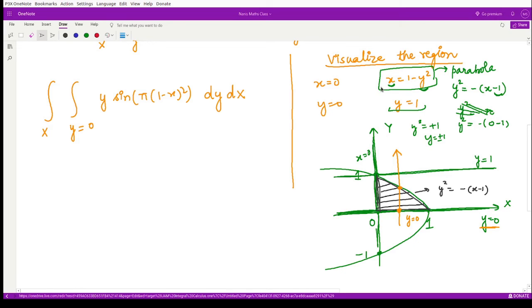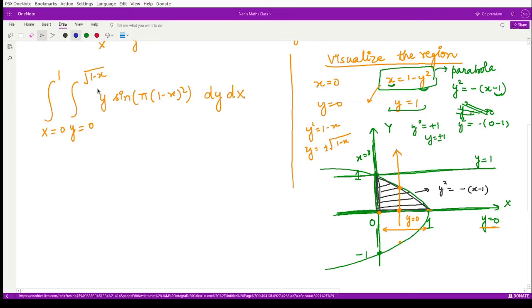So from this equation of parabola, you have y square is equal to 1 minus x, or in other words, y is equal to plus minus square root of 1 minus x. We'll only consider the positive branch of this parabola. Why? Because we are in the first quadrant. If we were here, we would have considered the negative branch. So here the value of y is plus square root of 1 minus x. And the limits for x vary from 0 to 1, because this is where your region has been covered.